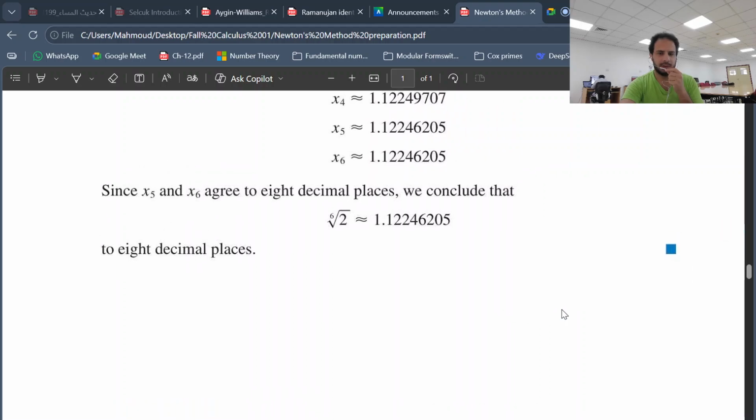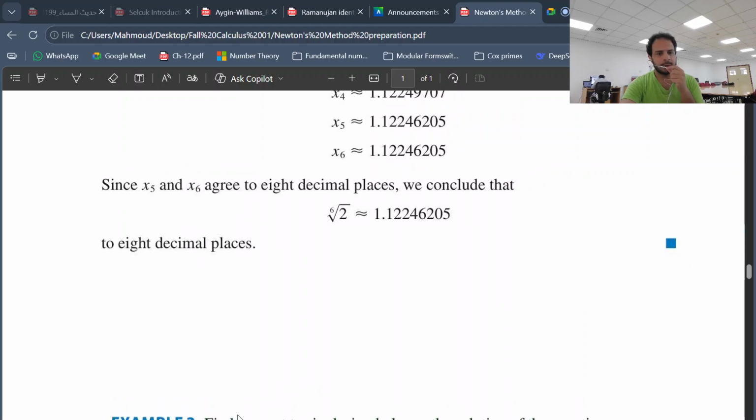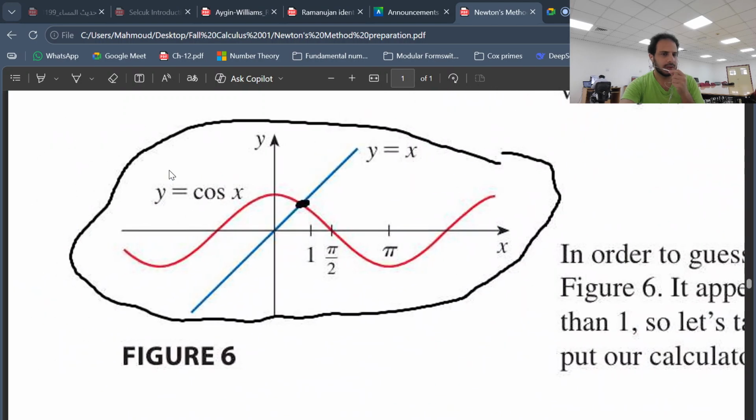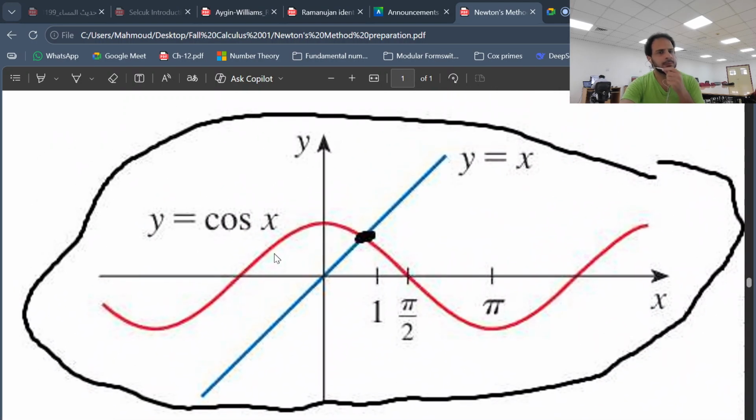So let's start here. Find correct to 6 decimal places the solution of the equation cosine x equals x. The first method to find the value of x1 is to graph each function. See here. You graph y equals cosine x, it's the red one. You graph y equals x, the blue one. Then here is the intersection.